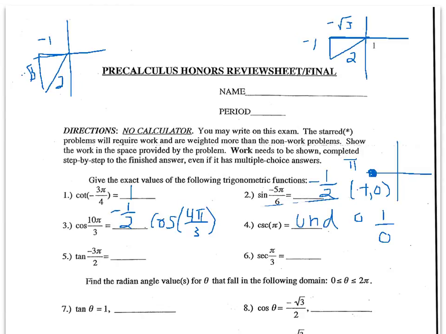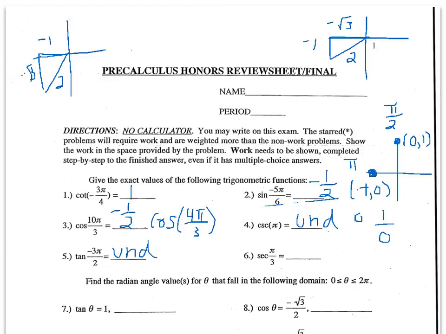For -3 pi over 2, that is also a quadrant angle, and -3 pi over 2, if I start at 0 and go all the way around, is actually the same as pi over 2. And its coordinate is 0, 1. We want to remember that tangent is the same as y over x or sine over cosine, so 1 divided by 0 is undefined.